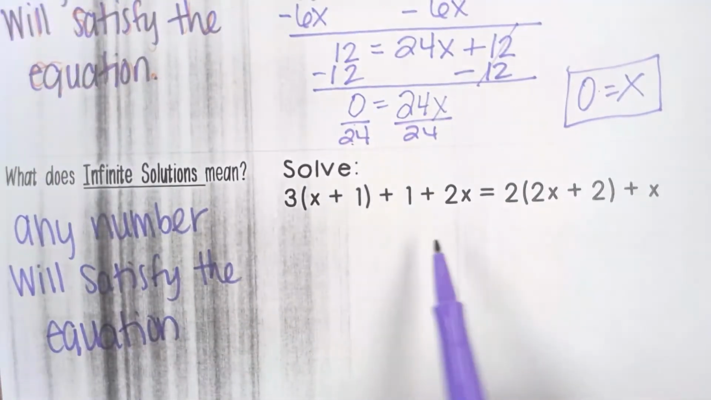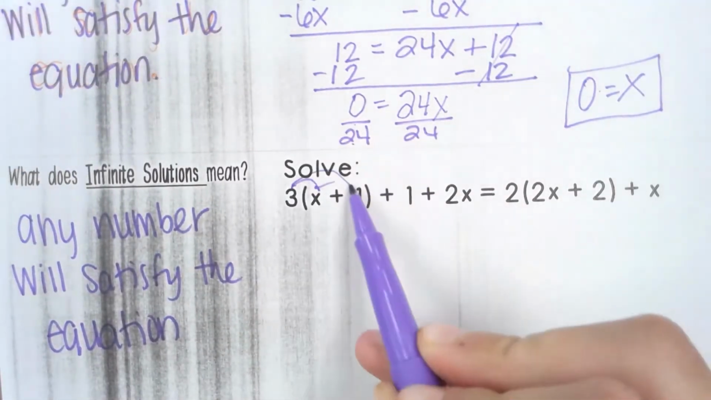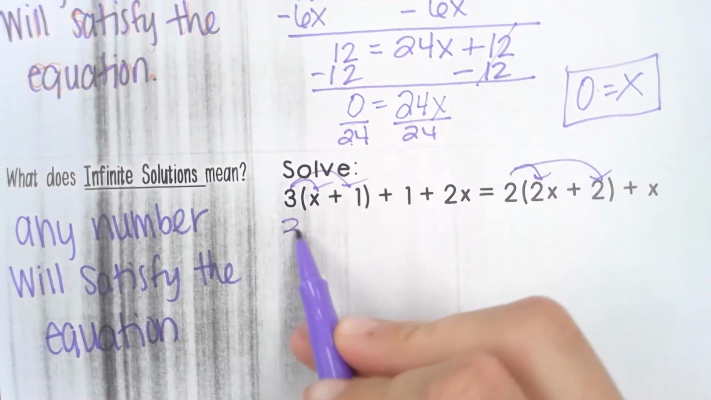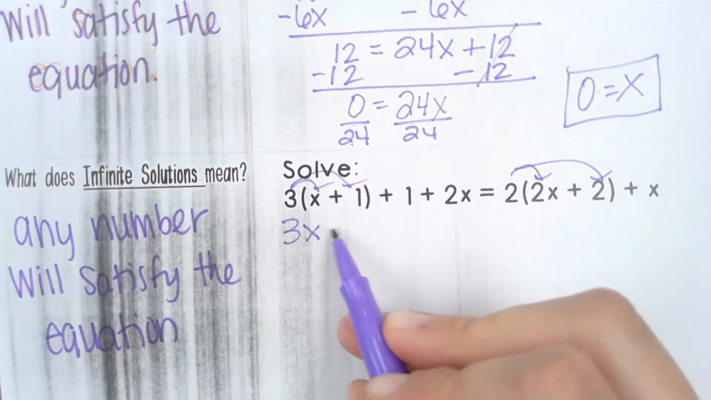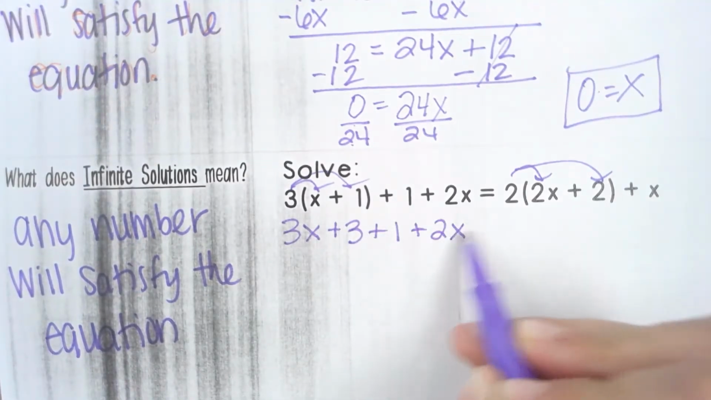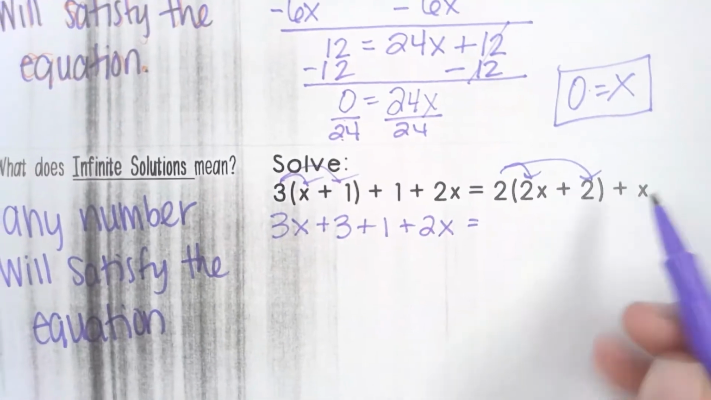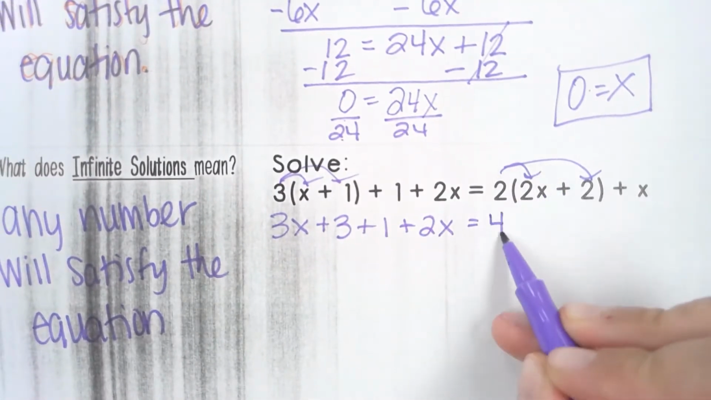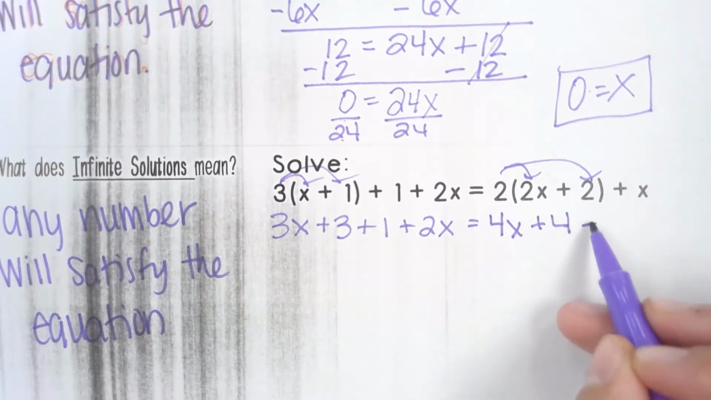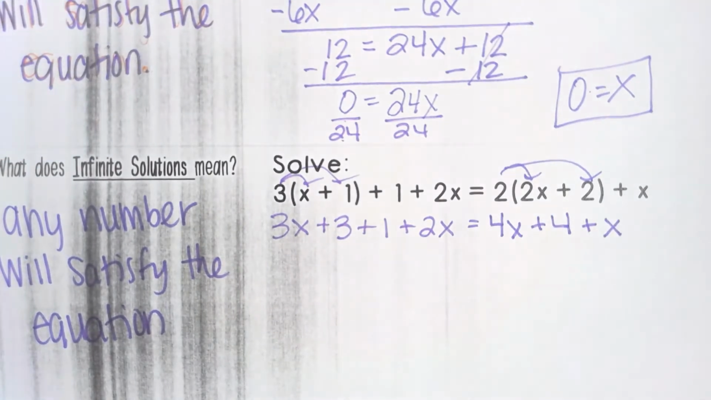So again, first thing I'm going to do is simplify by doing my distributive property on both sides. So 3 times x is 3x, 3 times 1 is 3, and then I still have a plus 1 and a plus 2x over here. And then on the right side, a 2 times a 2x is a 4x, 2 times 2 is 4, and then I still have my plus x here.